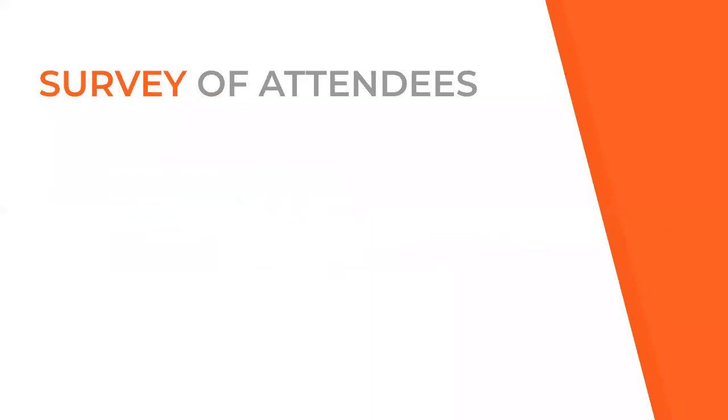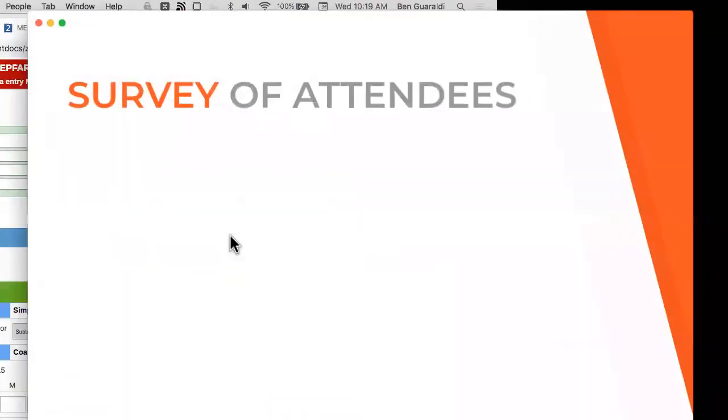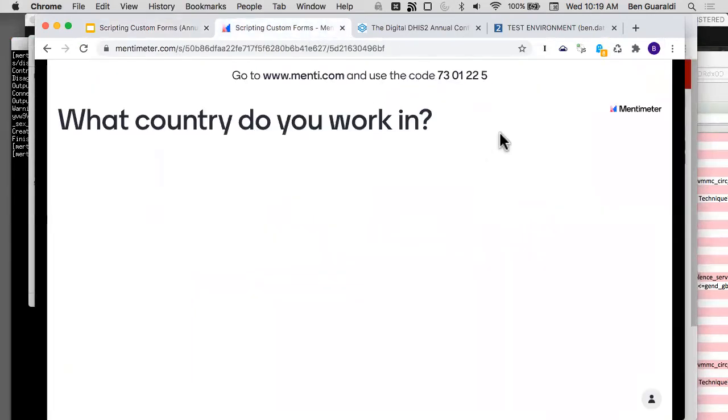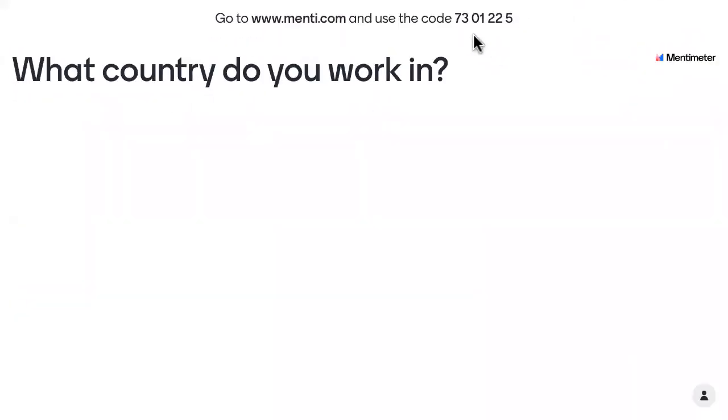So we wanted to put together just a little survey to determine how folks might use this code. And so we put together a Mentimeter presentation for this. So let me see if I can do this. So if you could go to menti.com and punch in the code 7301225. Cool. And then start answering the "what country do you work in" question.